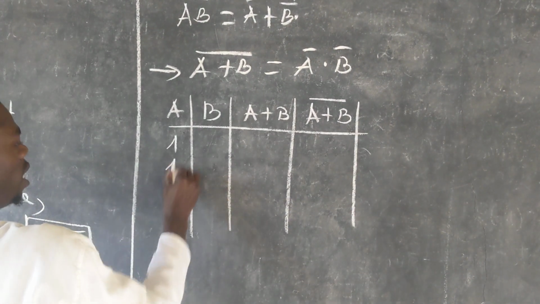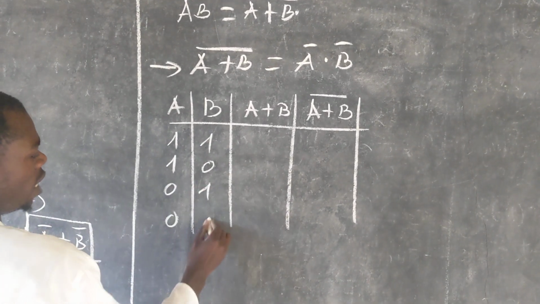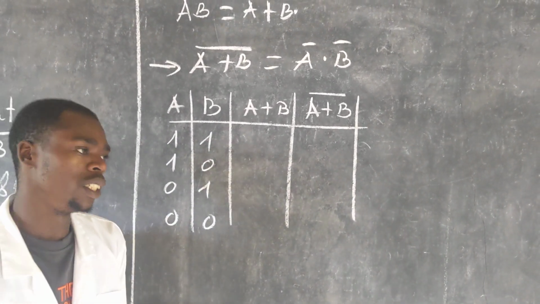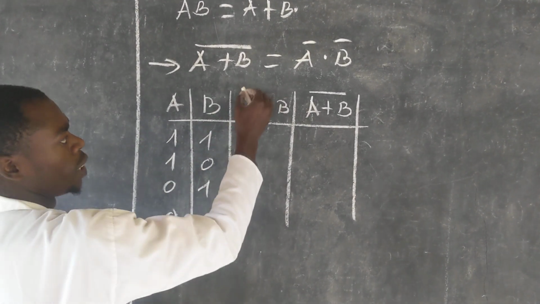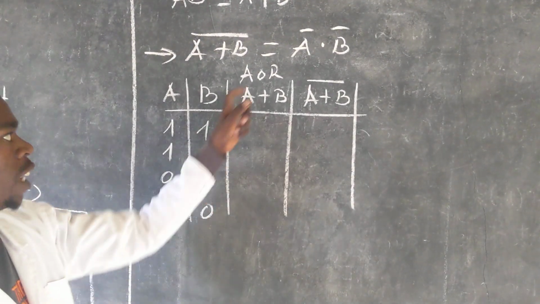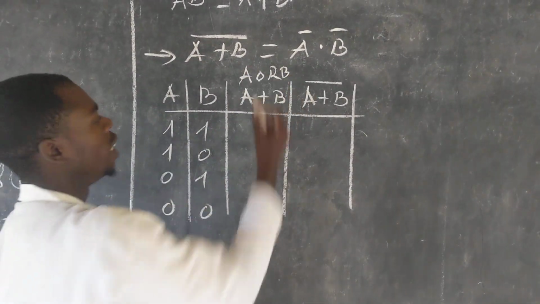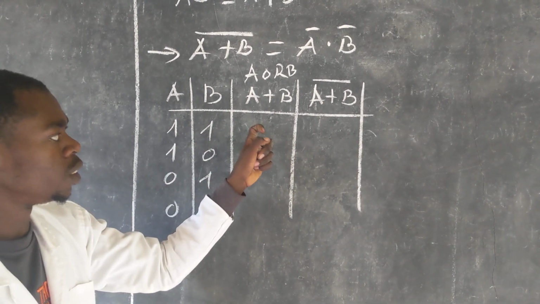Here we have 1, 1, 0, 0. We have 1, 0, 1, 0, 1, 0 here. You see, A plus B, this is A or B. Even computer science will say A or B. So now, A or B gives us true when one of the conditions is true.